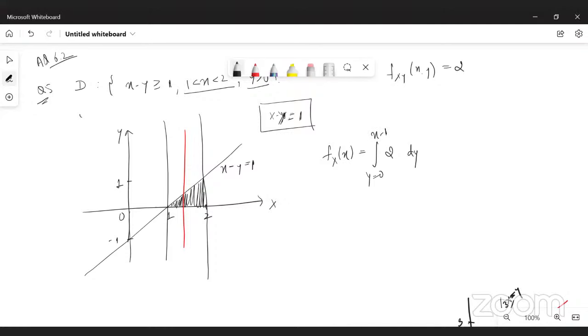Yeah. Similarly, fy of y is 2 times dx. If you have to do this, what should be the lower limit? Now we have to integrate with respect to x, right? So we drew a horizontal line. How is this horizontal line intersecting this region? What is the lower limit? Lower limit is actually 1. X minus 1.